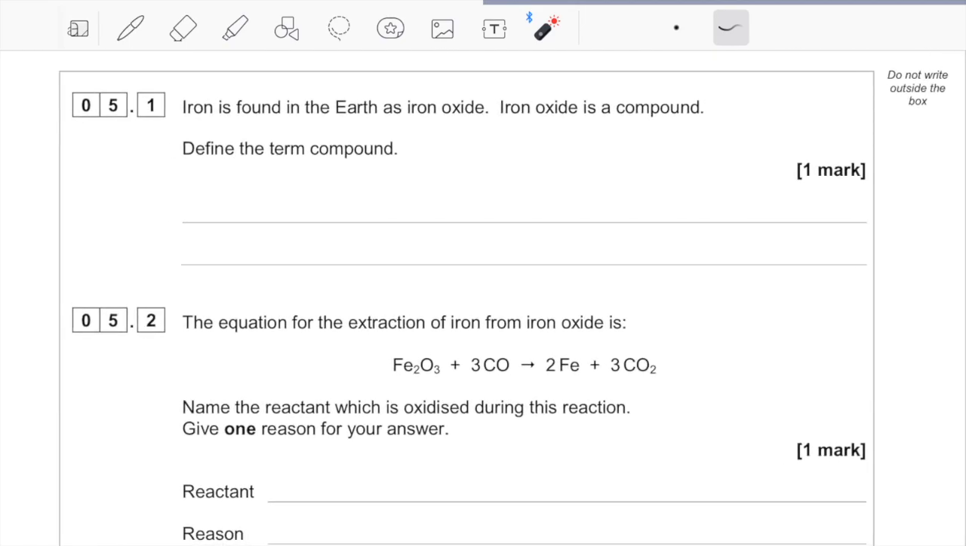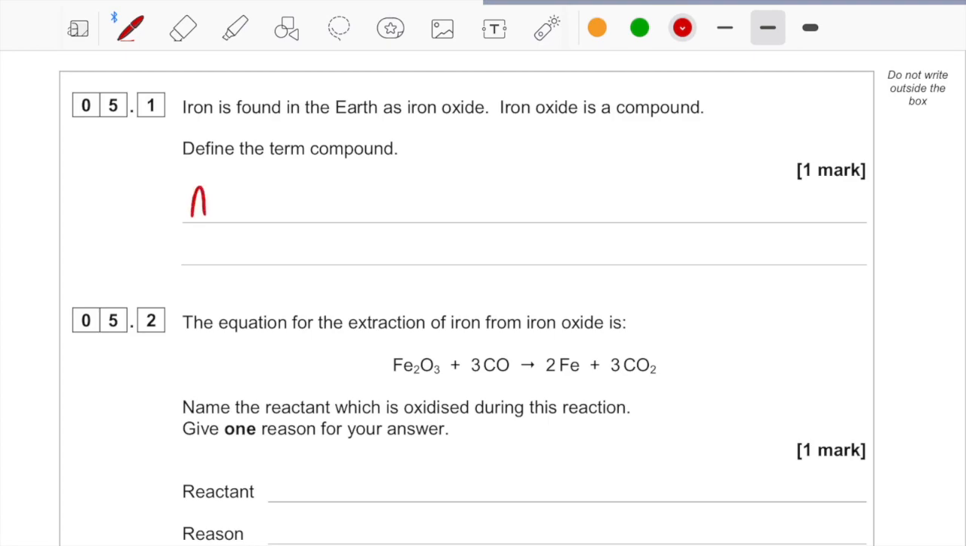Right, so we're now on to the next question. Iron is found in the earth as iron oxide. And then it asks us to define the term compound. So we've got to explain what a compound is. Again, this is an answer that you might have learned or should have learned. I don't know whether it would have been year 7 or year 8, but it would have been one of those 2 years, and then it's come up again and again.